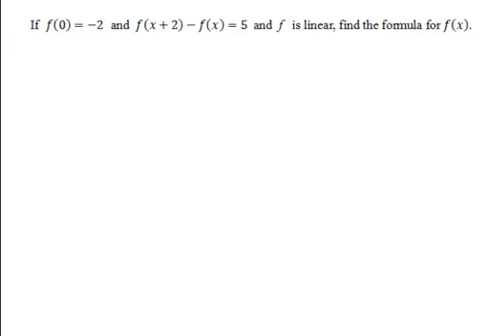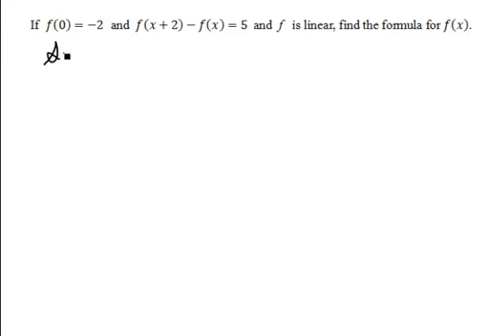All right, in this problem, we're told that we have a function f of 0 is equal to negative 2, and f of the quantity x plus 2 minus f of x is equal to 5, and f is linear, and we're supposed to then find the formula for f of x.